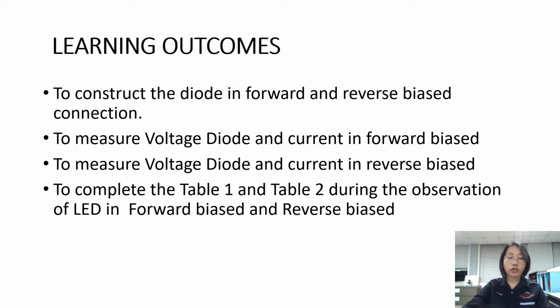Learning outcomes for this lab are: first, to construct the diode in forward and reverse bias connection. Second, to measure voltage diode and current in forward bias. Third, to measure voltage diode and current in reverse bias. Last but not least, to complete the table 1 and table 2 during the observation of LED in forward bias and reverse bias.